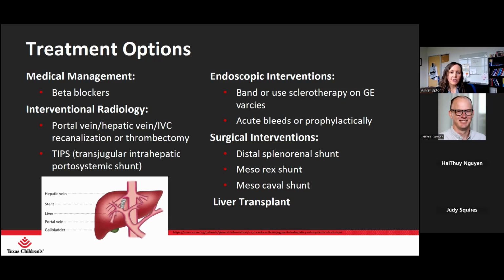For endoscopic interventions, our GI colleagues can band or use sclerotherapy for those varices that I showed you earlier. And this can be done either when a patient's having an acute bleed, or it can be done prophylactically. Surgical interventions for patients with portal hypertension, they can do distal splenorenal shunts, because the spontaneous splenorenal shunts may not be enough to decompress. They can do a mesorex shunt bypass if they have portal vein thrombosis, or a mesocaval shunt. And then in the cases of severe liver disease and portal hypertension, ultimately a liver transplant would be the definitive treatment.